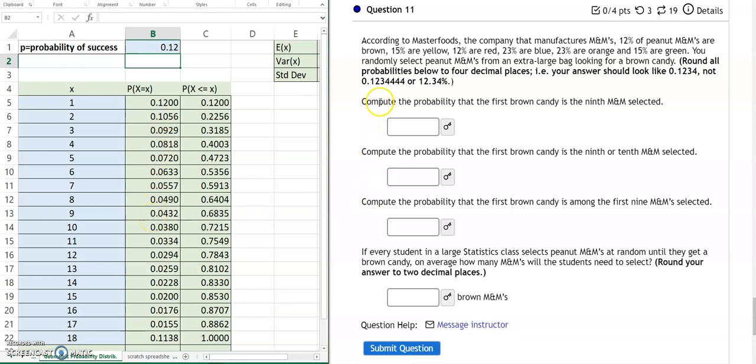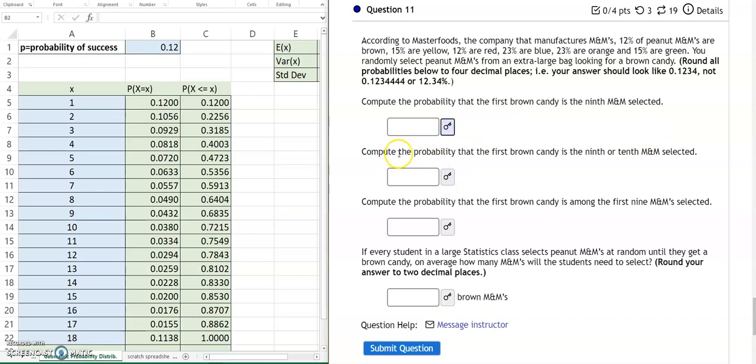So the first question says, compute the probability that the first brown M&M is the 9th M&M. So this is an exact value, and this row right here is the exact, and these ones are cumulative. So when it says is the 9th, it assumes that this is exactly the 9th M&M. So we look at 9 and we see it's 0.0432, which matches our answer that we got here. And this is just an example of what you would type into Excel if you did not have the Excel sheets. But as you see, the answers match.